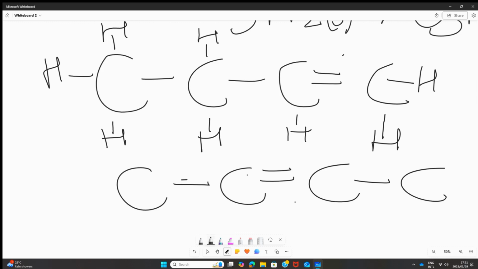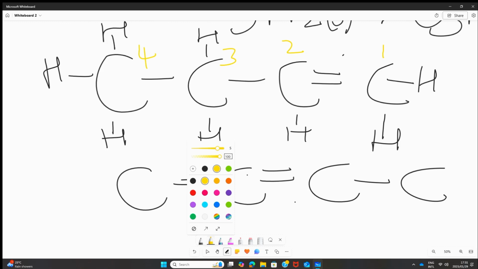Now if you are numbering this from right to left, you would have 1, 2, 3, 4. That means that the double bond is between carbon 1 and 2. If you are numbering it from left to right, it would be 1, 2, 3, 4. Now, this means that your double bond is between 3 and 4, whereas the first time it was 1 and 2. So we are obviously going to choose 1 and 2.